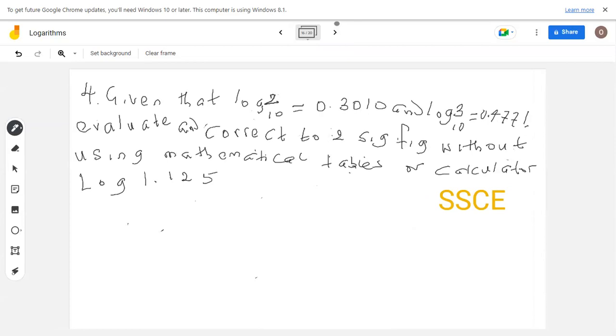The next question is question 4. It tells us, given that log 2 base 10 is equal to 0.3010 and log 3 base 10 equals 0.4771, evaluate, correct to two significant figures without using mathematical tables or calculator, log 1.125. Log 1.125 can be written as 1125 divided by 1000.